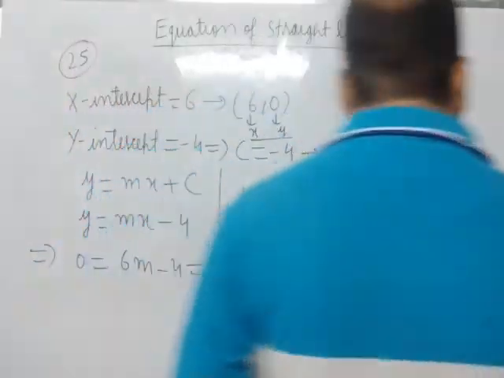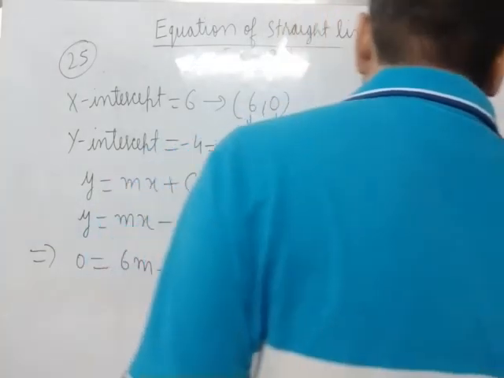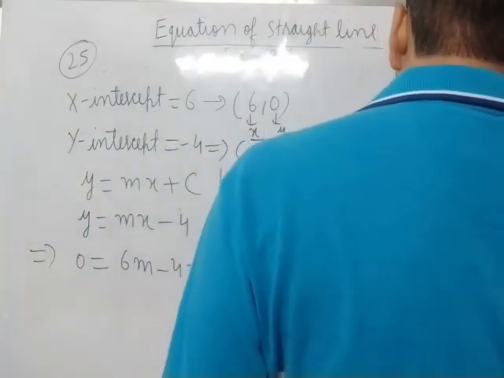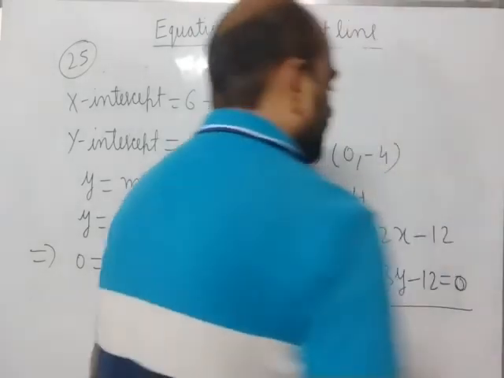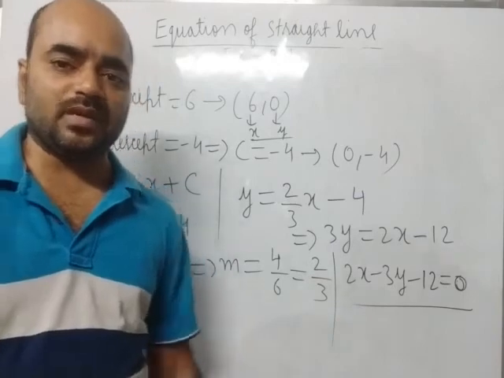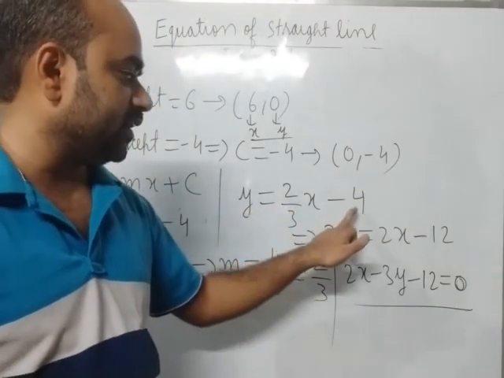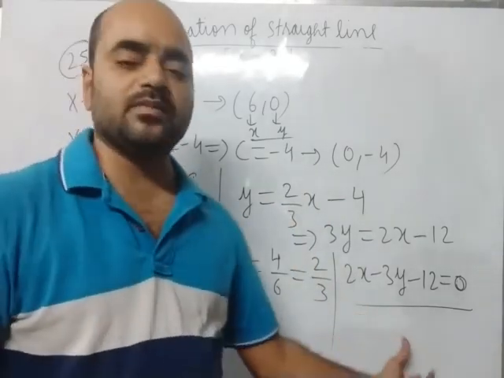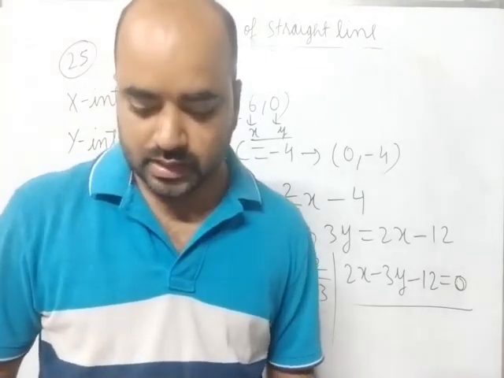No, it is not 8. It is -12. Correct? Then 2x minus 3y minus 12 is equal to 0. That is the calculation part. You can do it. Correct? 3y is equal to 2x minus 12, or 2x minus 3y is equal to plus 12. Understood? 25.